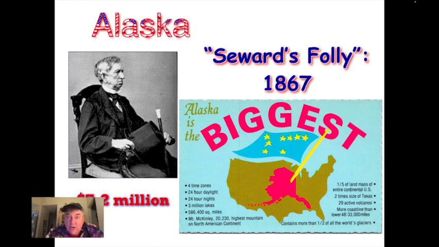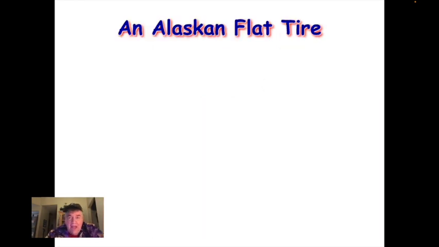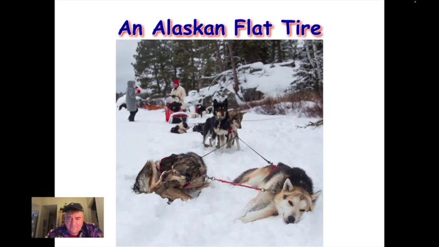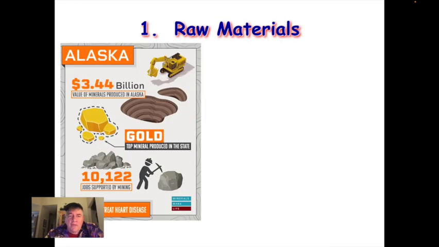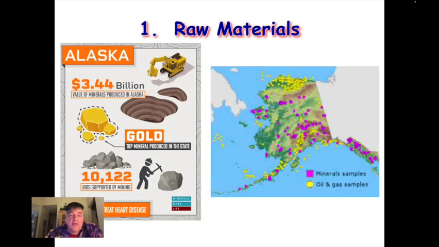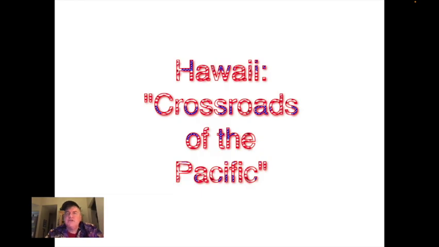And then they discovered oil, which is even bigger. We got more money from the oil than the gold. So yeah, Alaska turns out to be a brilliant idea. Have you ever seen an Alaskan flat tire? This is what it looks like. Doggos. So we got raw materials, plenty of $3.44 billion of materials from Alaska. Yowza. And then, of course, all that pink and yellow. Oh, my goodness. Pink and yellow? Sign me up. Minerals, oils, gas. You get the idea. Alaska, good idea. I'm so glad we bought it.